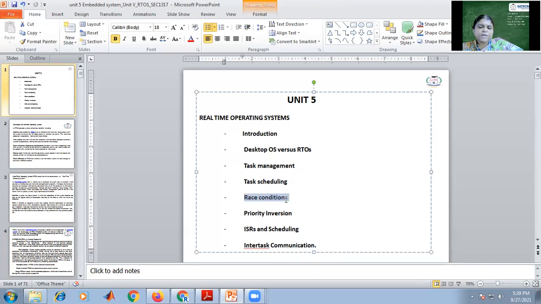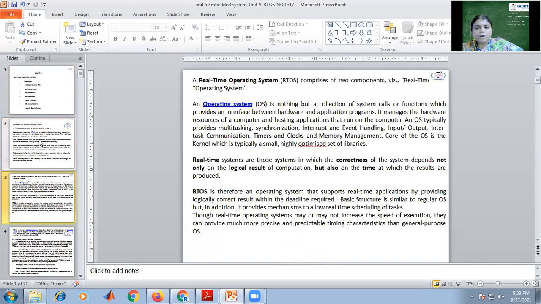Of course, race condition is an undesirable condition, and priority inversion is also an undesirable condition. Now, you have to know what is actually meant by RTOS, the real-time operating system. An operating system is a software, or sorry, a program, and it is the one that will run as soon as you turn on your system.